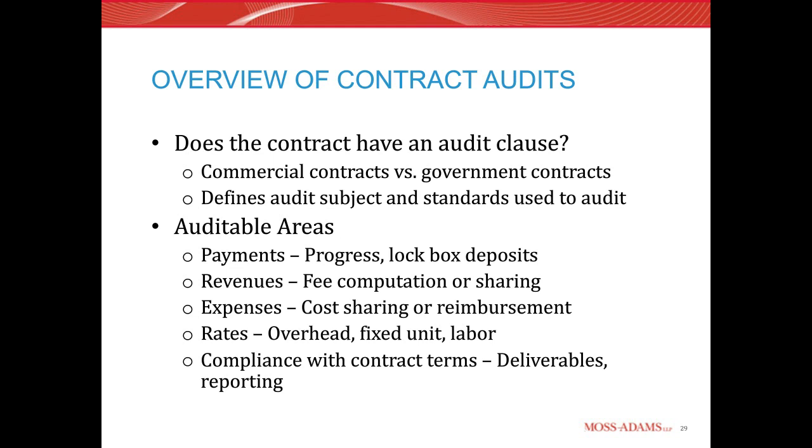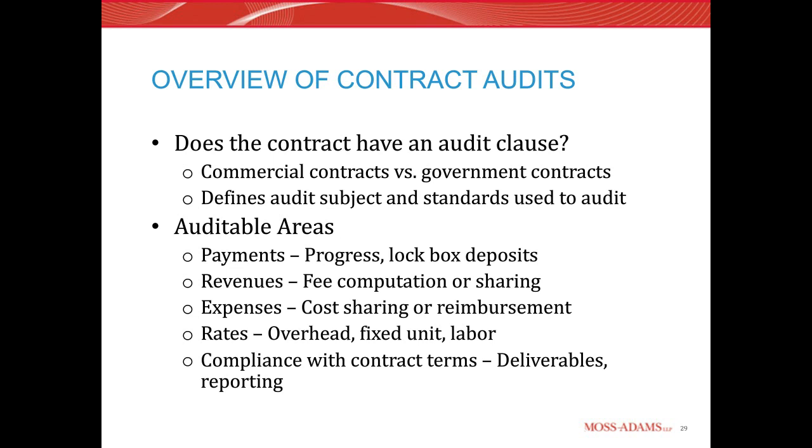So really the audit clause should try to match what needs to be audited, what should be audited, and what level it should be audited at. Now, we can audit anything, really, in the contract. Payments are the obvious one. If progress payments are being made, we want to audit the books and records to determine, is that really the amount that should be invoiced?